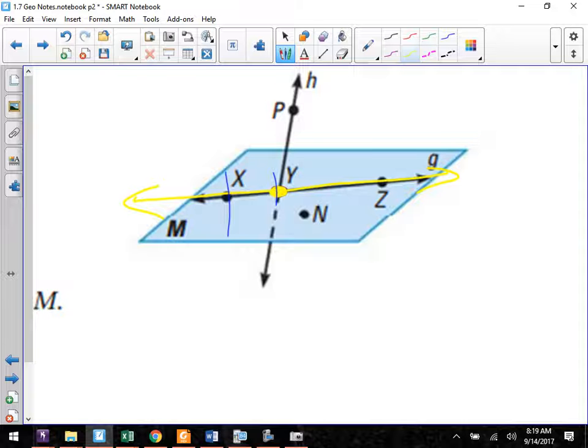In order to do that, you have to write it as YZ with the arrow through the Z, YX with the arrow through the X.